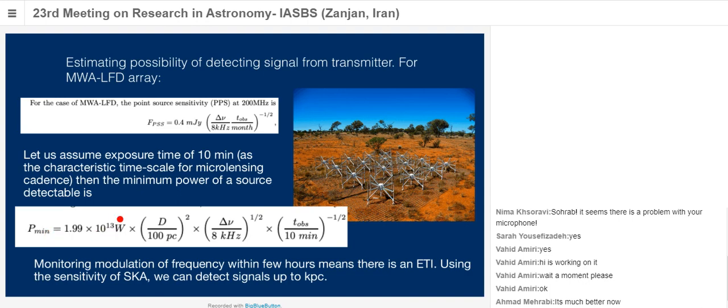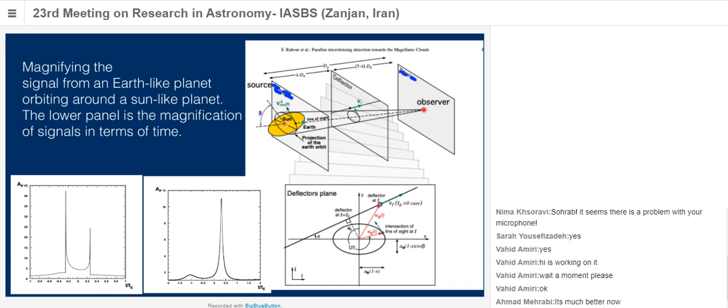So if we put 10 to 13 watt for the station at a distance of D, with this frequency band and the exposure time of 10 minutes, then this is the minimum power that we can detect.